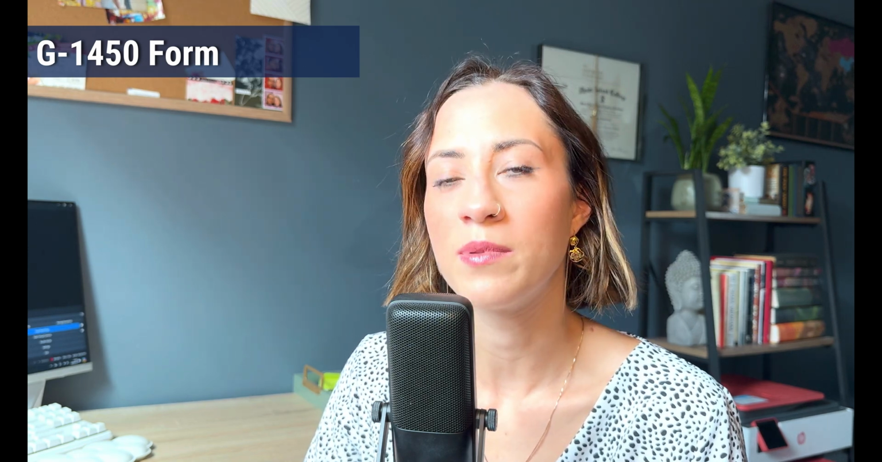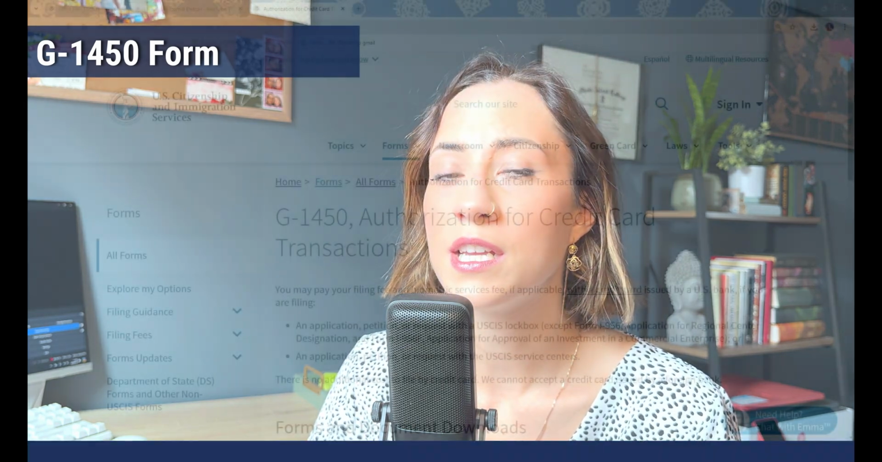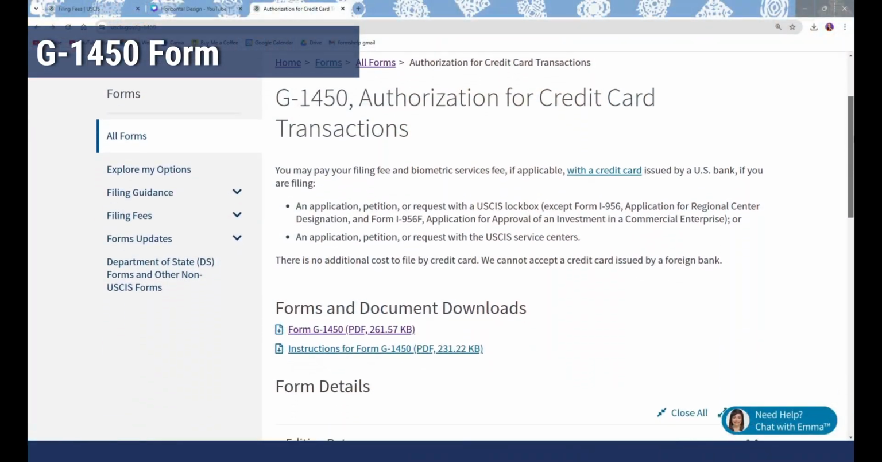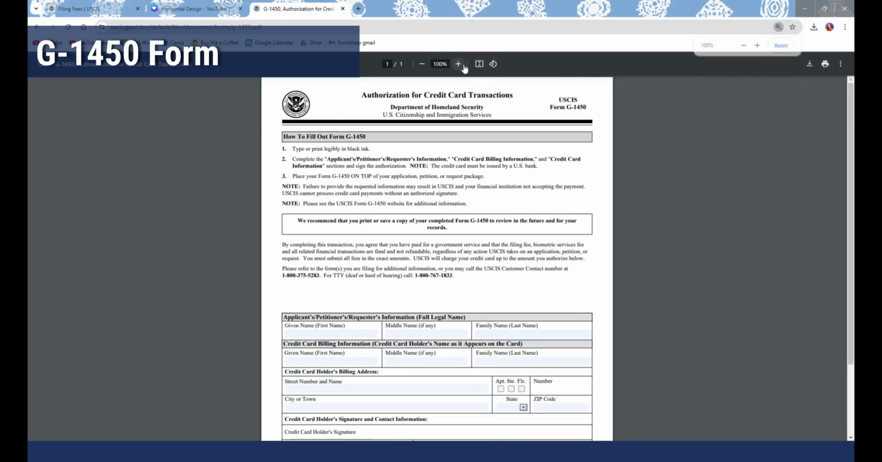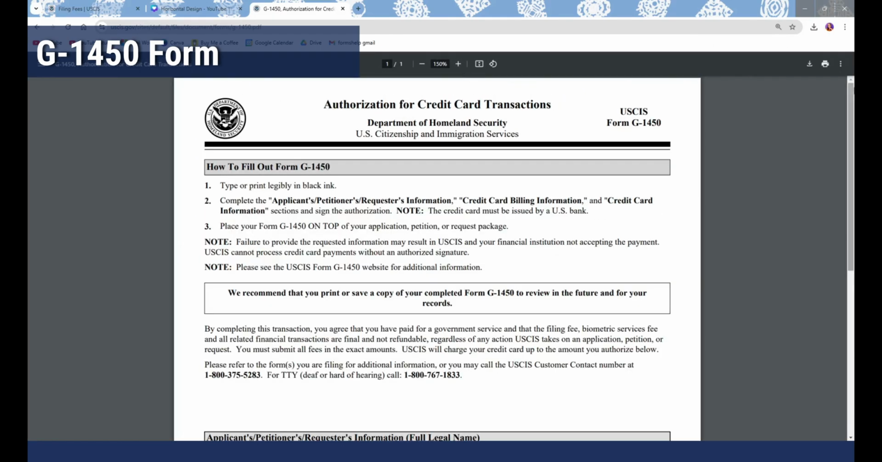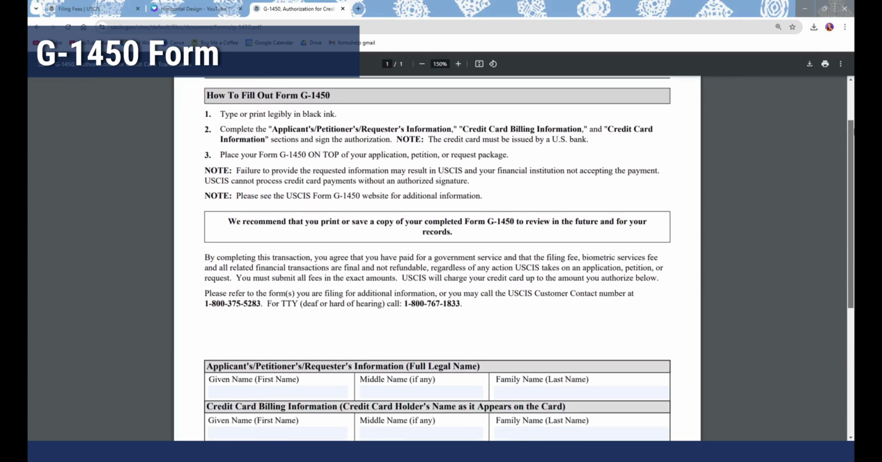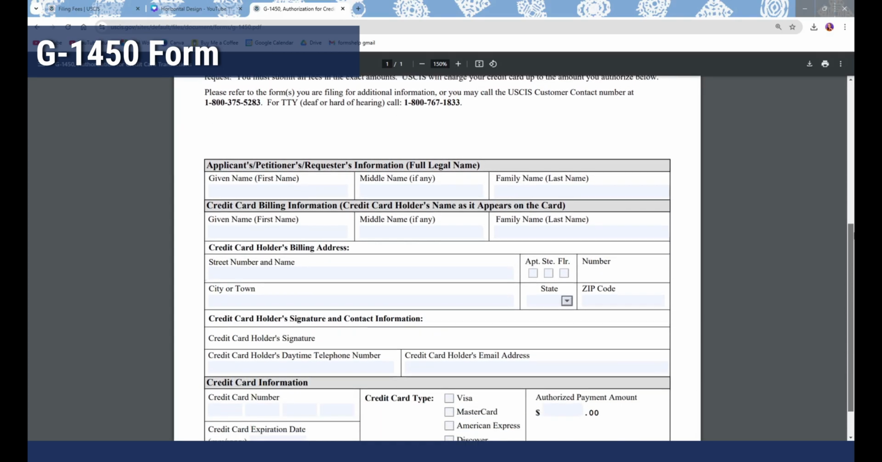The third payment option which you can use when you're sending out your forms by mail is actually using a credit card and in some cases a debit card. If you choose to pay for your applications by card, even if you're filing them by mail, you will simply need to fill out a form called G1450, which is the payment authorization for USCIS to use your credit card or in some cases debit card information to pay for your applications.